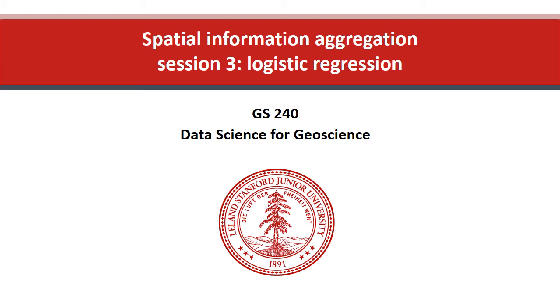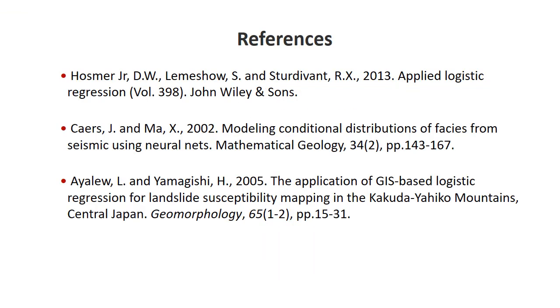This final session on spatial information aggregation will be discussing logistic regression. Logistic regression can basically be seen a bit as a unifier of the ideas in the previous session, and particularly on weights of evidence and the probability aggregation. There's a really good book on logistic regression by Hosmer et al.